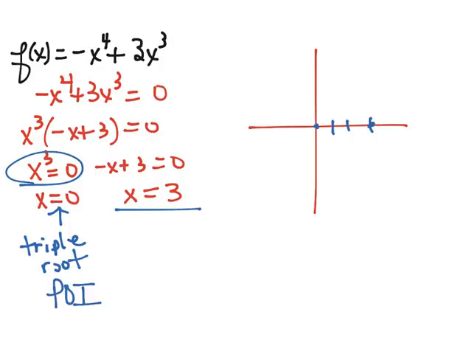Also notice that the degree of our polynomial is 4. And so since the degree is 4 and our leading coefficient is negative, our end behavior is going to be down, down. So if we go sketch this graph, we're going to start at negative infinity. We're going to go to 0, flatten out, and then we're going to go down through 3. So we get a graph that looks something like this graph for this polynomial.